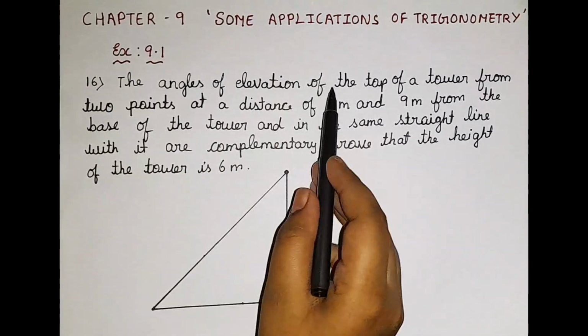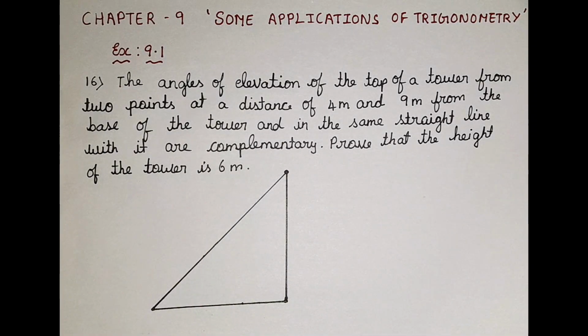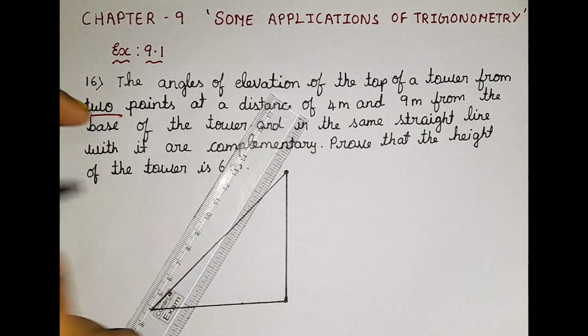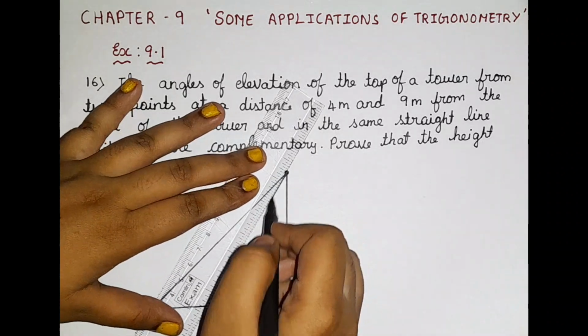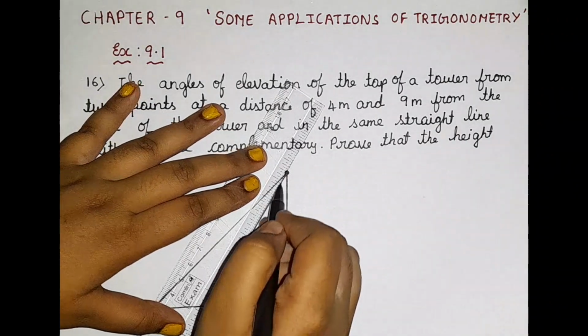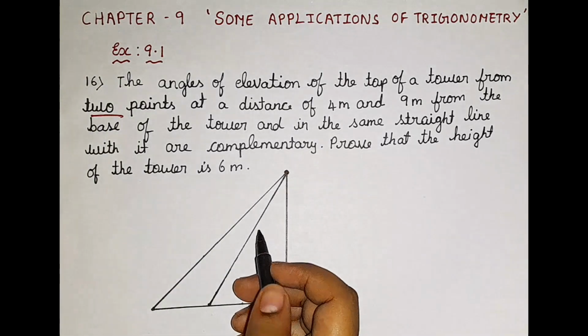At the angle of elevation of the top of a tower from 2 points. So here they mentioned 2 points, isn't it? Just because they mentioned 2 points, we are supposed to draw another angle of elevation. Why? Because they mentioned 2 points, right? That is the reason we are supposed to draw another angle of elevation.